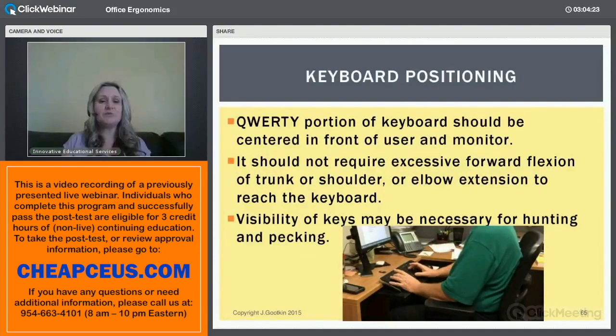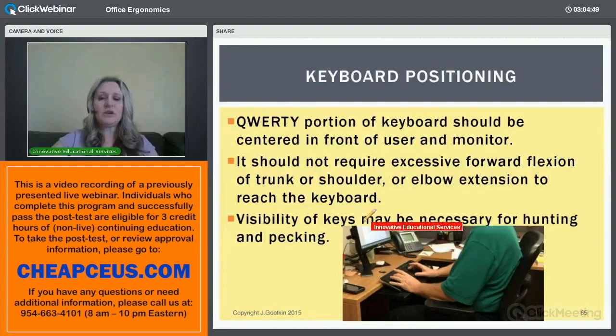Keyboard position is something else we need to be attentive to. The QWERTY part of the keyboard, for those of you that it's new terminology, the QWERTY part is the letter part of the keyboard. So sometimes we have the keyboard with the letter part and then the number pad is separate. You want that QWERTY part, where the person's usually typing most from, to be what's centered in front of them. And then the number pad could be a little off to the side.